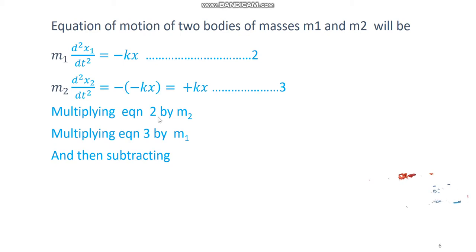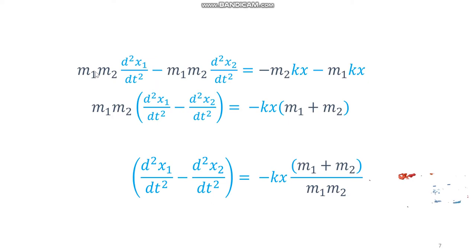If you multiply equation 2 by m2 and equation 3 by m1 and then subtract, we get this equation: m1 m2 d square x1 by dt square. This is the LHS part of equation 2, and this is the LHS part of equation 3. Similarly this. So we have taken equations 2 and 3, multiplied equation 2 by m2 and equation 3 by m1, and then subtracted. Here we get this equation.